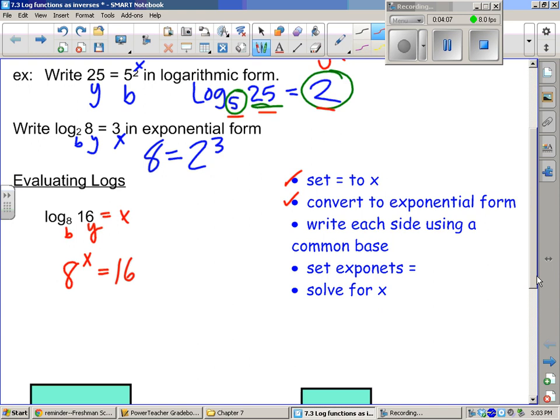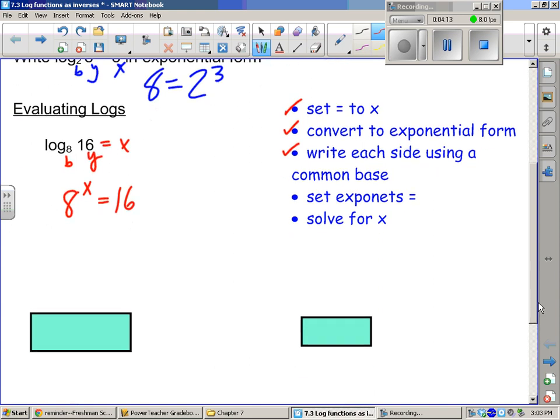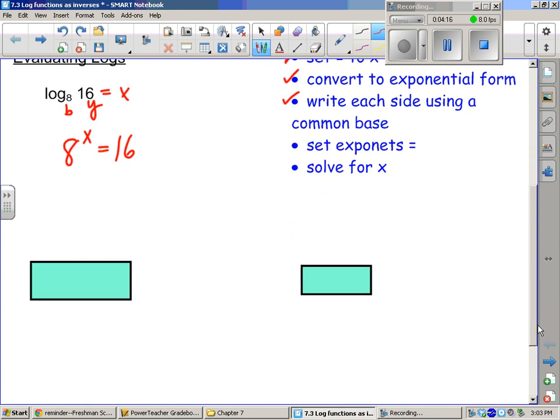All right, so we just converted it to exponential, and now we have to write each side using a common base. Now this is a part we haven't done before. For a common base, we have to figure out what they have in common. So 8 has an exponent: 2 cubed. 16 is 2 to the 4th. So their common base is 2. So what we want to do is change 8 into 2 cubed and still raise it to that x. And the 16 is 2 to the 4th. So it has to be the same number, the 2 and the 2, because we're making them equal. We have to make sure the bases are equal to do the next step.